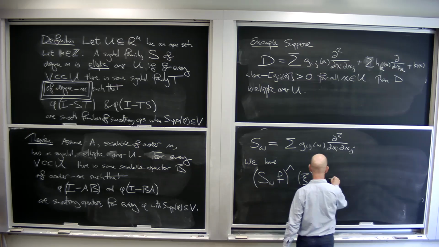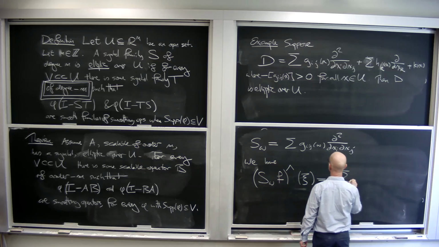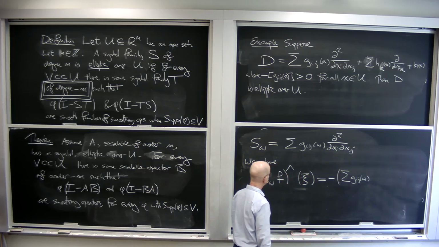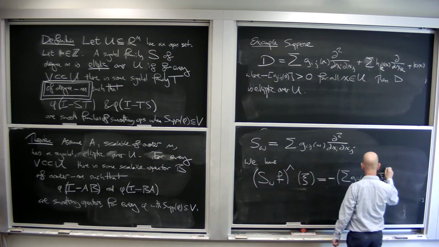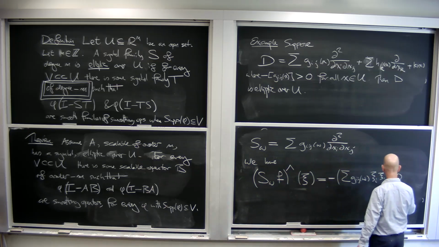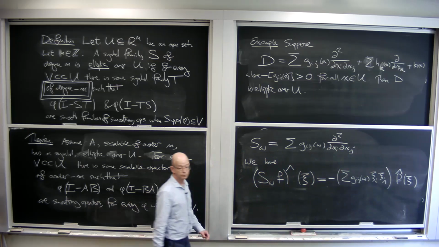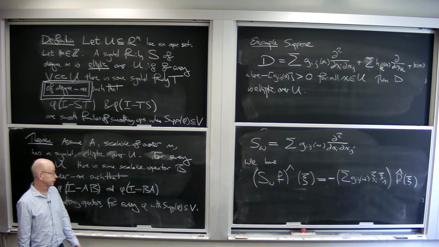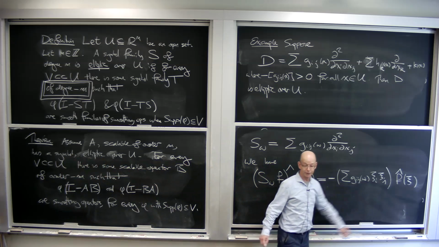I guess I didn't put the minus sign in, so now it'll come here. You get minus the sum of g_ij, omega. These are just numbers, just constants, but these derivatives just become xi_i, xi_j, like that, and then f hat of xi. That's what the Fourier transform does. That's why God put it on this earth, to convert differentiation into multiplication.